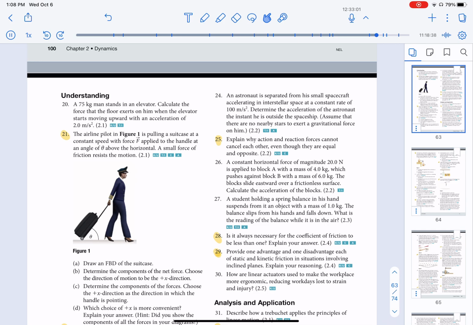Alright, so let's just say down is our positive x direction, just for fun, and this way is our positive y direction. Not that it matters. So I know the net force in the x direction is 0 because there's no motion. What is the net force equation here?